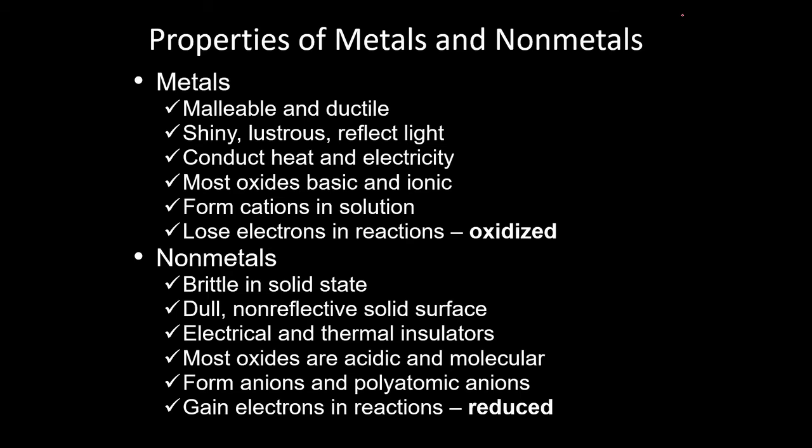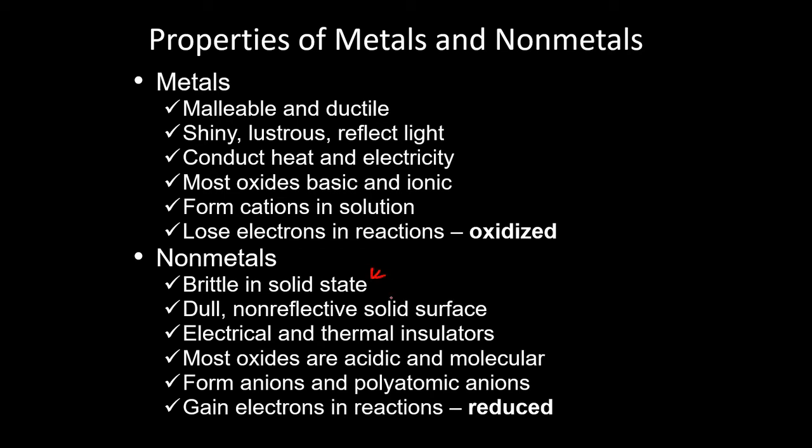The last property we're going to look at here is metallic character. Just to remind you of the typical properties of metals: metals tend to be very malleable and ductile, which means that they are easy to work with relative to some other materials. You can shape them into different things. They also tend to be shiny and lustrous and reflect light. Most nonmetals do not do that. Most nonmetals are very dull and non-reflective. Most nonmetals are also very brittle.